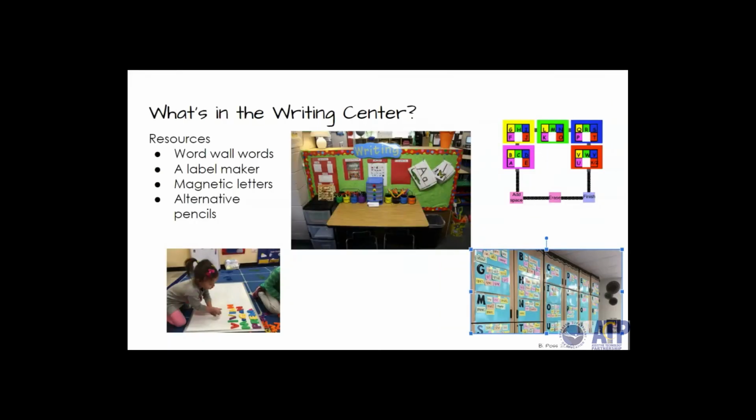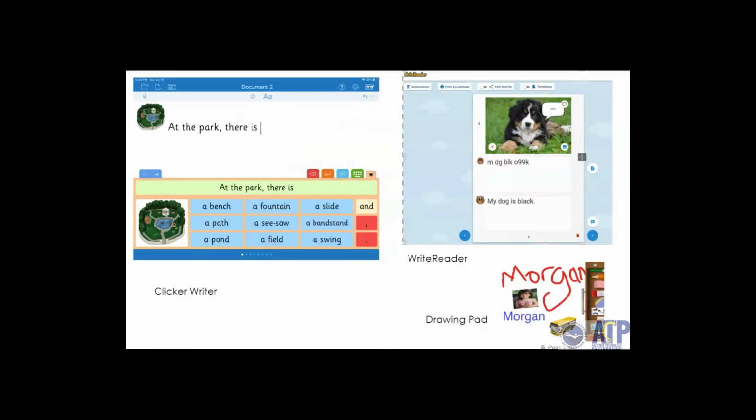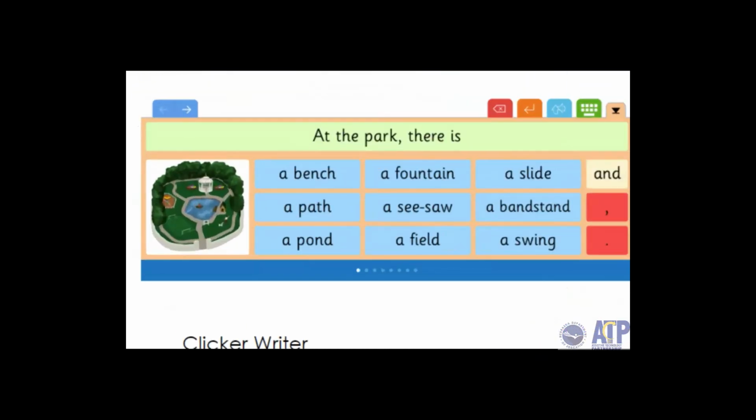What's in your writing center? Is your word wall easily viewable? Do you have a label maker to allow students to type and create labels? Are there magnetic letters? What sorts of alternative pencils are available? Software and apps on computers and tablets should be included in any writing center, allowing young learners multiple modes of action and expression. Clicker Writer, available for PC, Mac, Chromebook, and on iOS, provides a fully accessible writing experience, allowing students of all abilities to use a keyboard or engage in whole word writing with text-to-speech support.